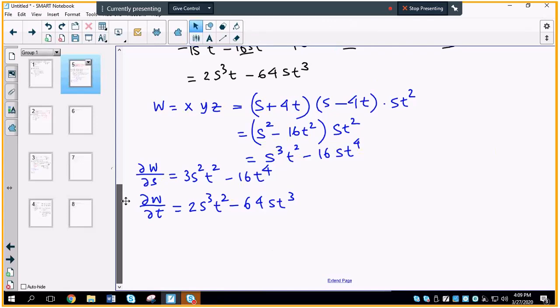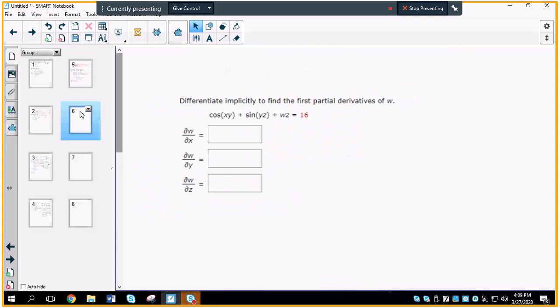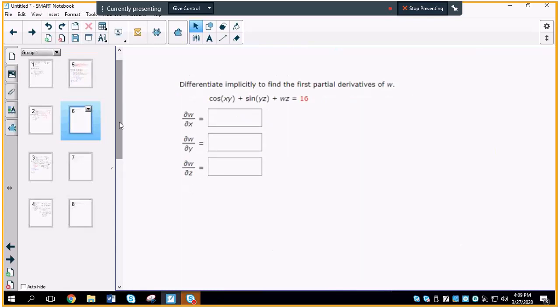So let's go to page number 6 and see what we have there. So this is again, as you can see, we have a function cosine xy plus sine yz plus wz equal to 16, and I want to differentiate implicitly to find the first partial derivative of w for all x, y, and z. So I'm going to work it out.